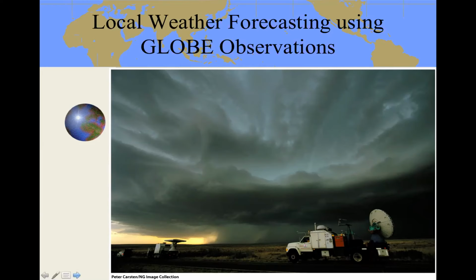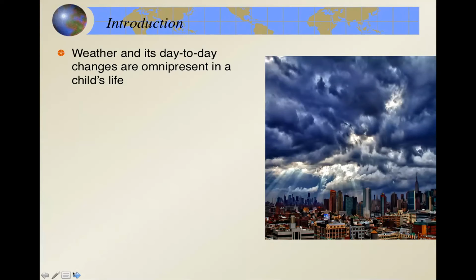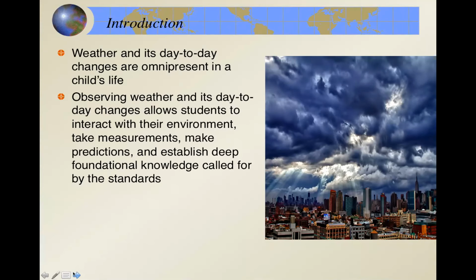So I will start with some text. We know that weather and its day-to-day changes are omnipresent in children's lives. They experience it every single day. And in fact, by observing weather and its day-to-day changes, students can do many things. They can start to interact with their environment, but they can also start to take measurements about their environment. Ultimately, as I hope to show you, they'll start to be able to make predictions about their environment.